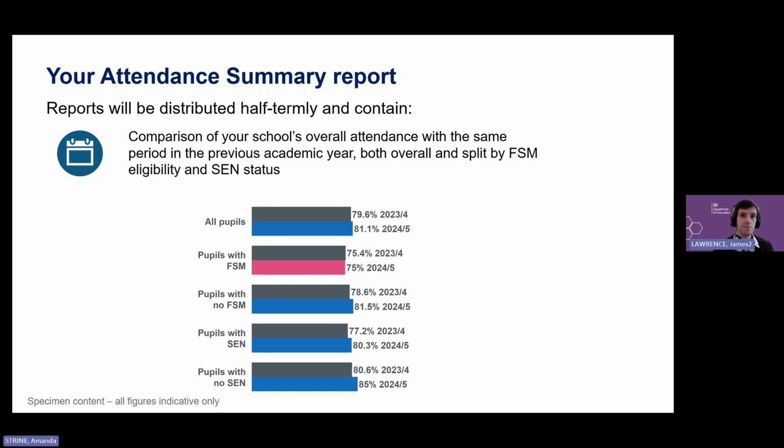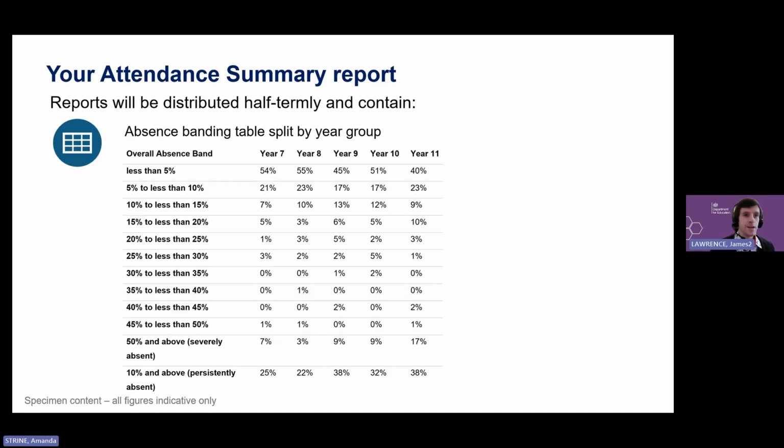Next, the report contains a comparison between your attendance this academic year compared with the same time period in the previous academic year, and that's split into the same 5 groups as the earlier chart comparing with the national average. Again, groups with attendance below last year are coloured pink, and groups with attendance at or above last year's are coloured blue. Next slide, please.